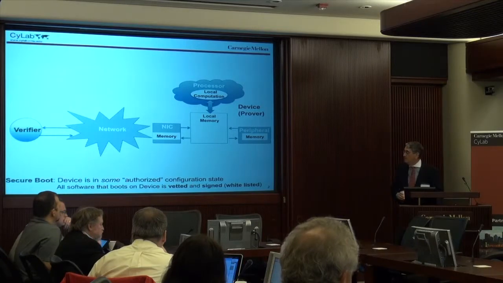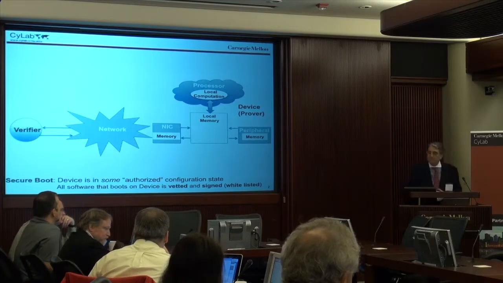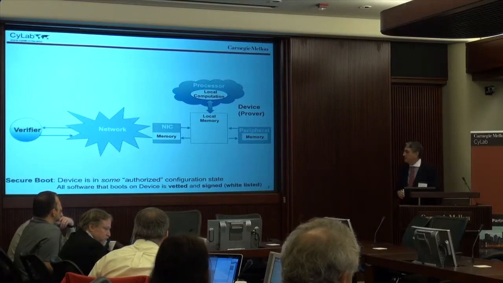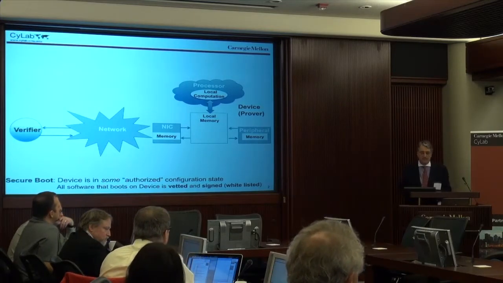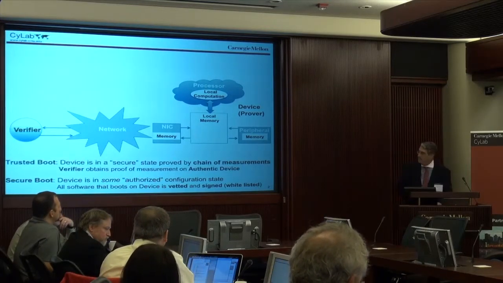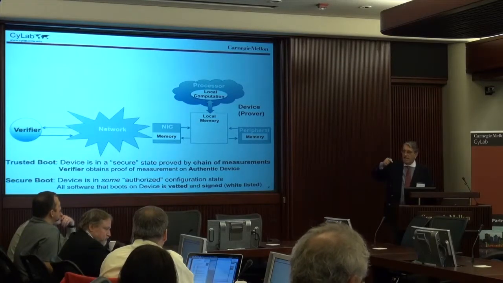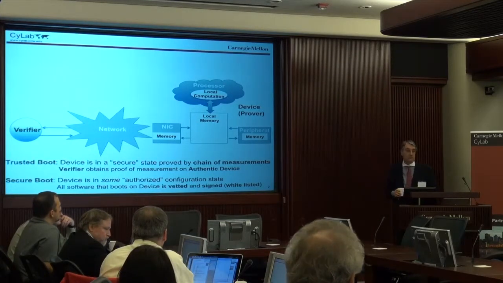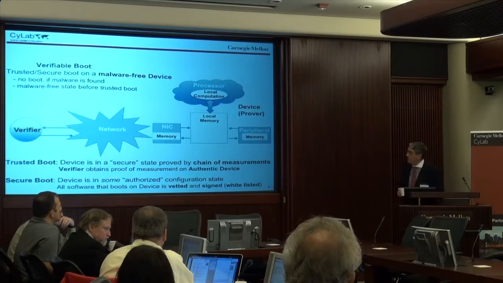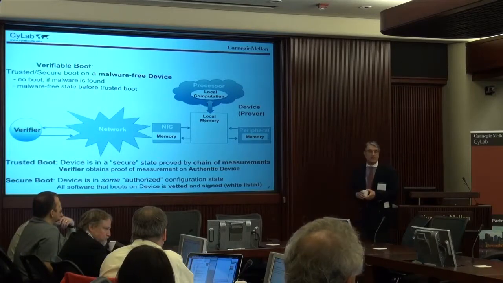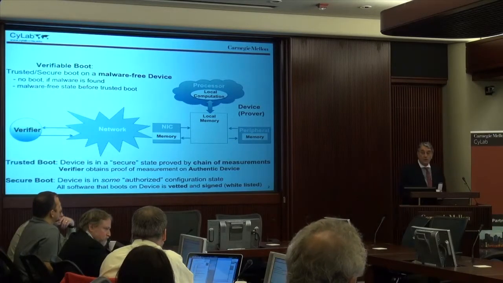So for that we have something called secure boot, which says that the device has some authorized configuration, namely that it was booted from a set of vetted system components. Then we have trusted boot, which says that the boot took place in a sequence, which is called measured boot or trusted boot. And verifiable boot says that you do trusted boot or secure boot in a malware-free device. So when the boot is done, you know that the system is in a malware-free state. Okay, so how do you do that?